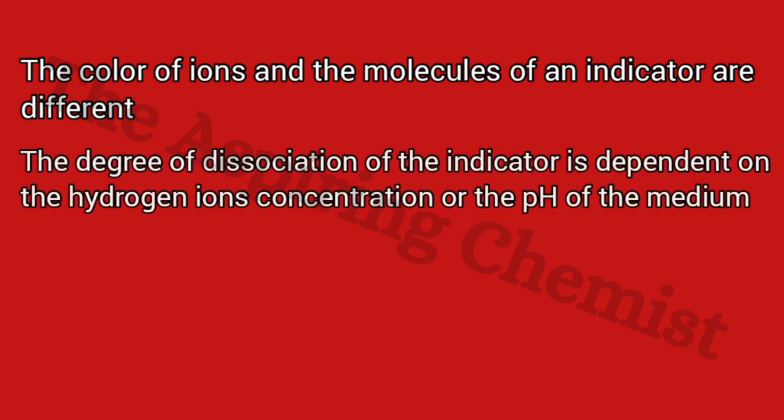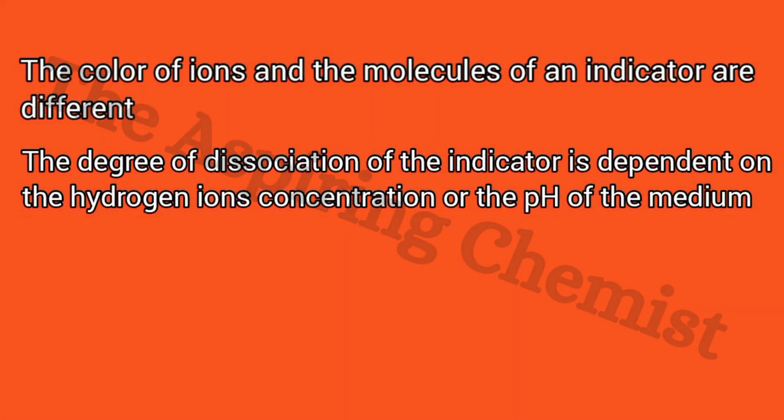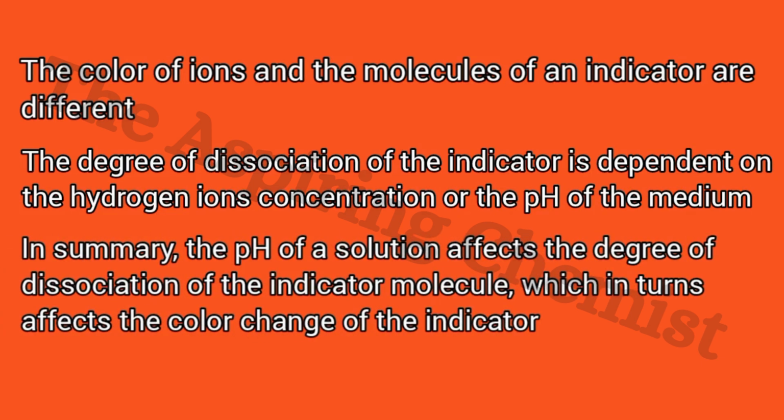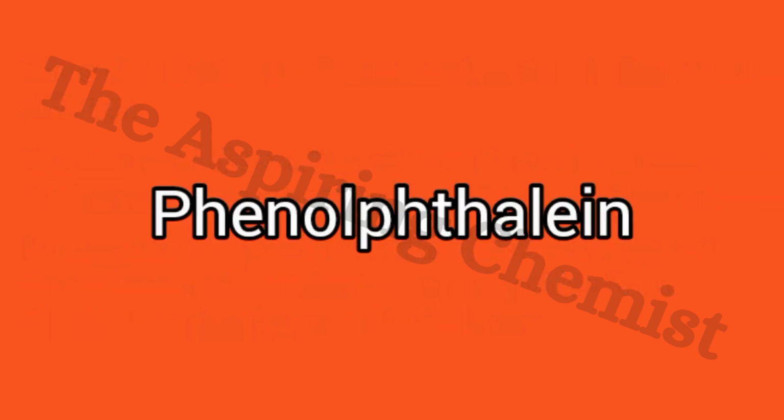But the degree to which these molecules will dissociate is affected by the pH or the hydrogen concentration of a particular medium. So in essence, we're saying that the pH affects the rate of dissociation, and this in turn affects the color change. Now let's take an example, phenolphthalein as our indicator.